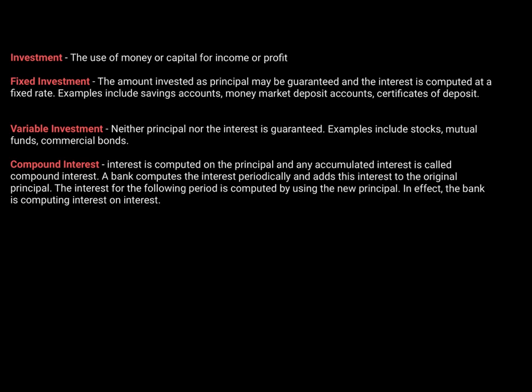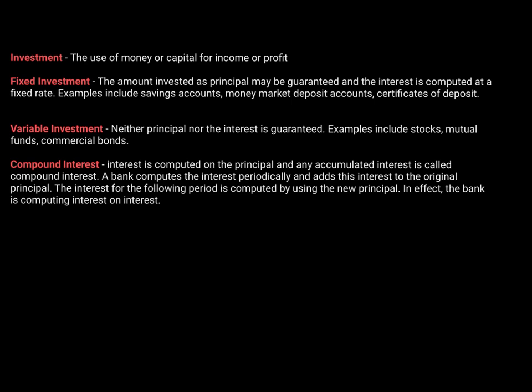Compound interest. Interest that is computed on the principal and any accumulated interest is called compound interest. Now get this. A bank computes the interest periodically and adds this interest to the original principal. The interest for the following period is computed by using the new principal. So in effect, the bank is computing interest on interest.